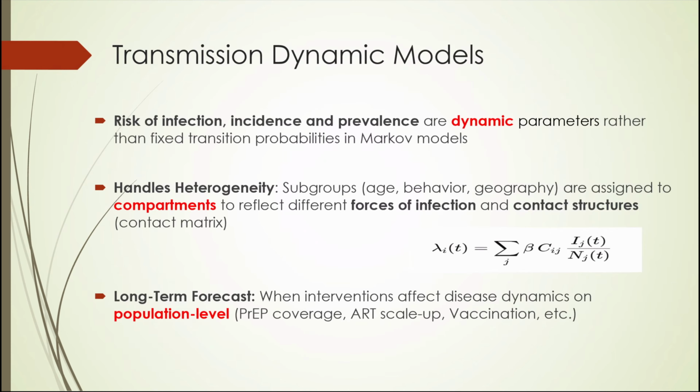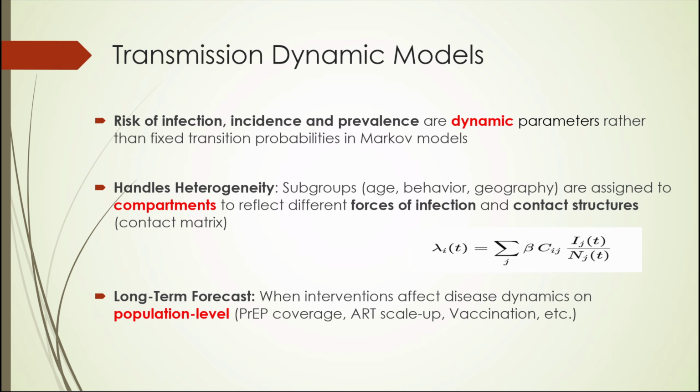In order for us to be able to solve that problem of fixed transition probabilities, we use what are called transmission dynamic models. These models try to capture the risk of infection, incidence, and prevalence as dynamic parameters rather than fixed transition probabilities. They are also able to capture heterogeneity in the population.